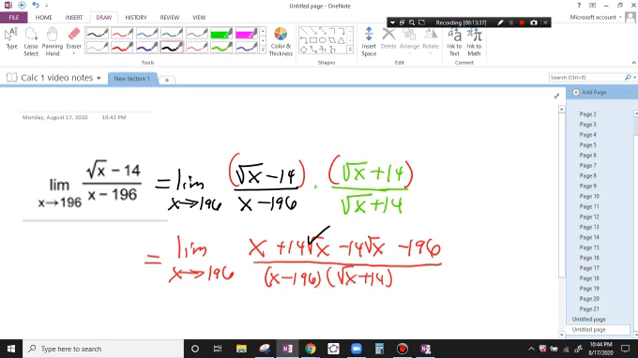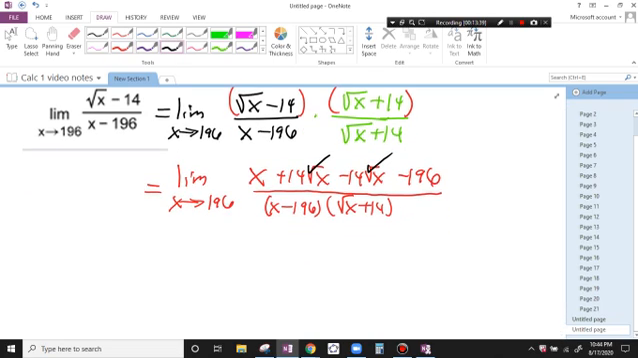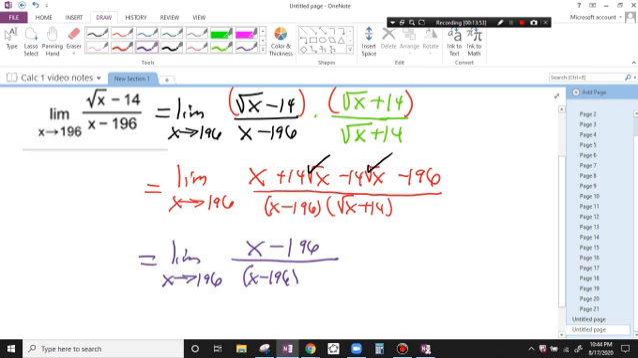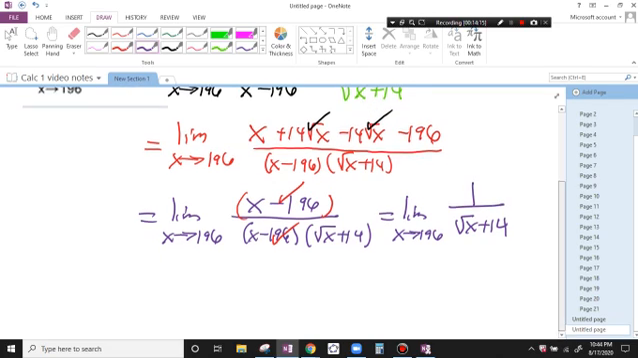Well, these cancel. This leaves us with the limit as x tends to 196 of (x minus 196) over (x minus 196), over the square root of x plus 14. And all of that was just to make sure that this cancels with this. And so we're left with the limit as x tends to 196 of 1 over the square root of x plus 14. And now we'll plug in the 196.